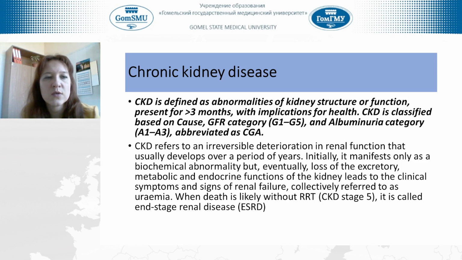Chronic kidney disease refers to an irreversible deterioration of renal function that usually develops over a period of years. Initially, it manifests only as biochemical abnormalities, but the loss of the excretory, metabolic, and endocrine functions of the kidney leads to the clinical symptoms and signs of renal failure, collectively referred to as uremia. When death is likely without transplantation, it is the last stage, stage 5, so-called end-stage renal disease.